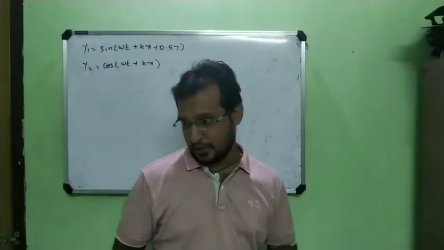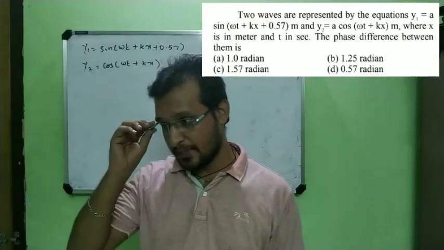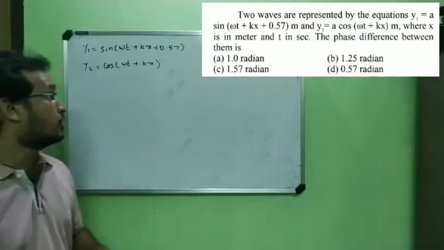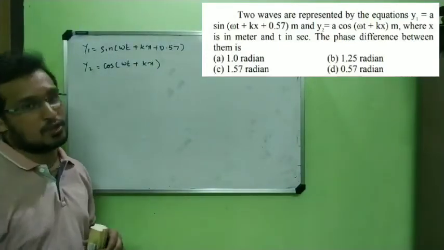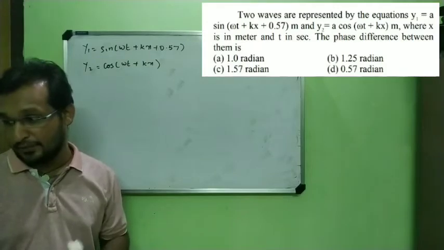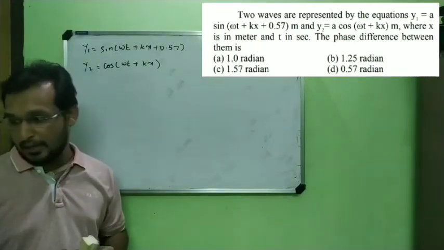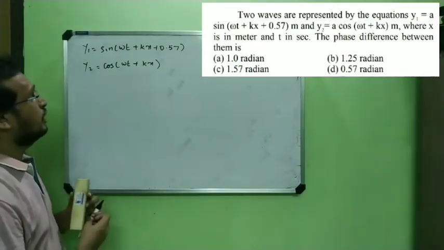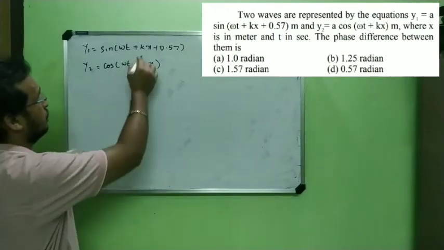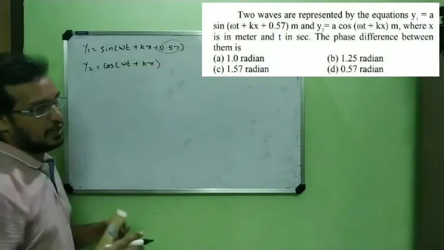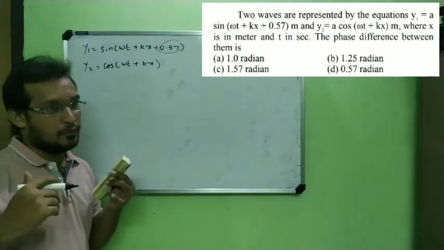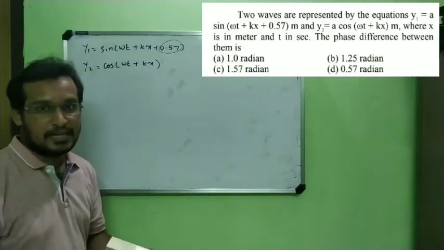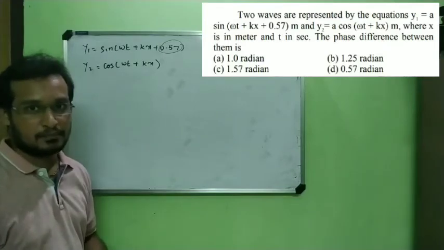So here is the next question. Two waves are represented by the equations y1 = a sin(ωt + kx + 0.57), y2 = a cos(ωt + kx), and they are asking what's the phase difference between them. When you look at this, the very first thing you will think is that, comparing these two, the difference in phase is 0.57, and option D is given as 0.57. If you mark 0.57 as the answer, that is option D, you will get negative 1 mark.